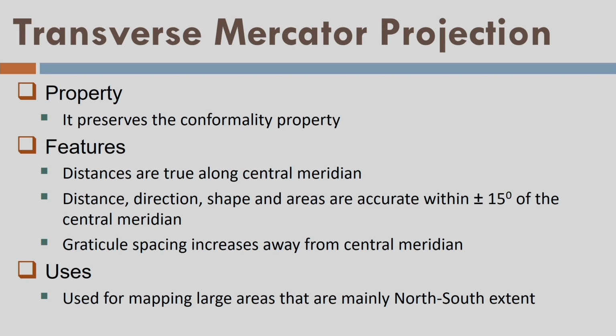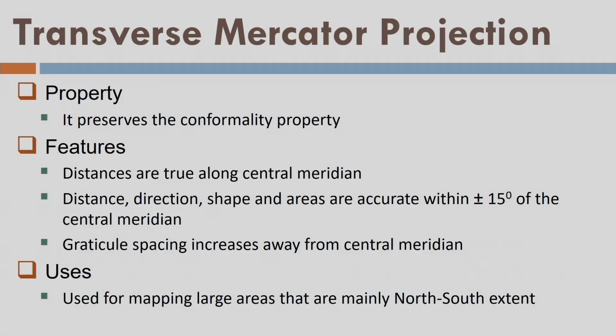Now you can imagine how nice it is to understand any map projection. Distance, direction, shape and areas are accurate within plus or minus 15 degrees of the central meridian, as I already told you. Graticule spacing increases away from the central meridian. What does it mean? As I showed in the first slide, what's the graticule spacing? If you go away from the central meridian like this, you will have more distortions in the graticule spacing or the area. It is used for mapping large areas that are mainly north-south in extent. Now you can easily imagine why we use transverse Mercator for some countries which extend north-south.